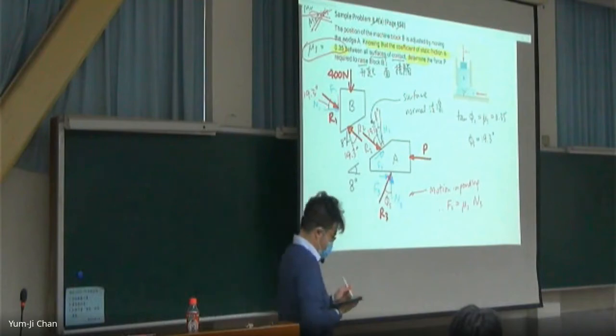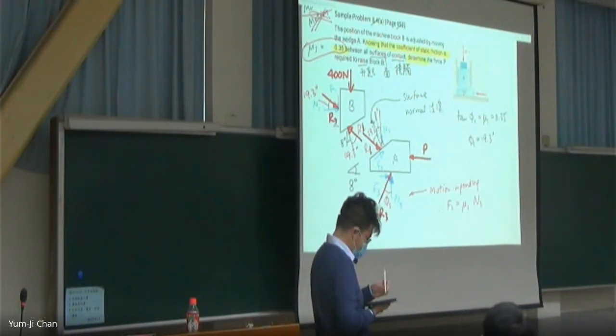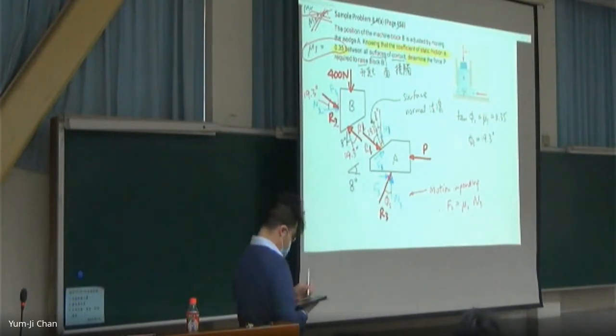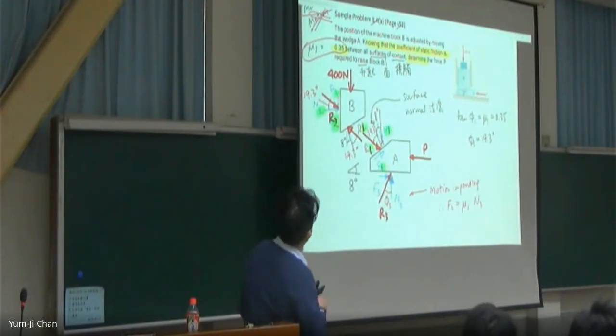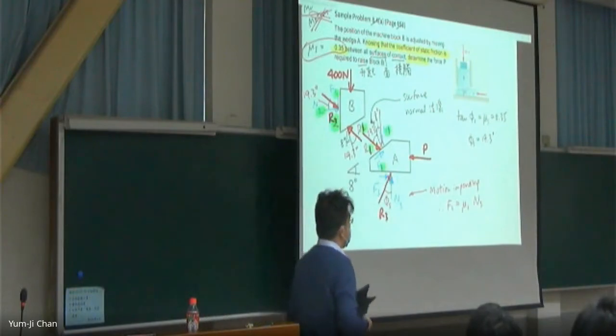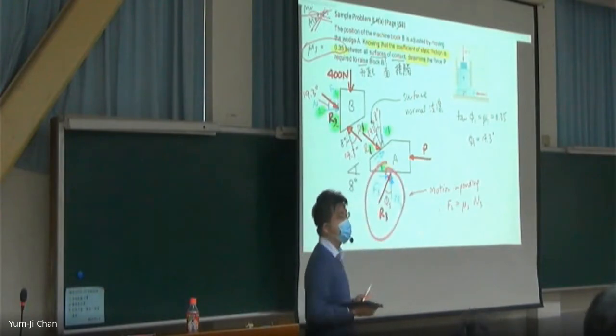Can you help me with writing this? This one is R1, and this one is R2. And of course, these are N2, F2, and N1, F1. Let me put the highlighter here. We don't know these, I'll just explain this one.